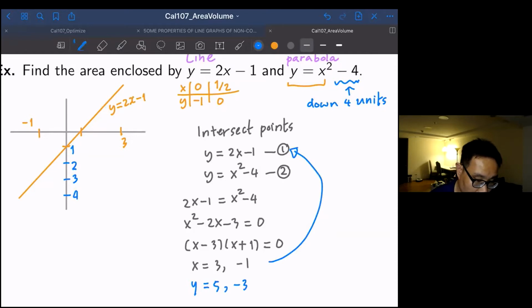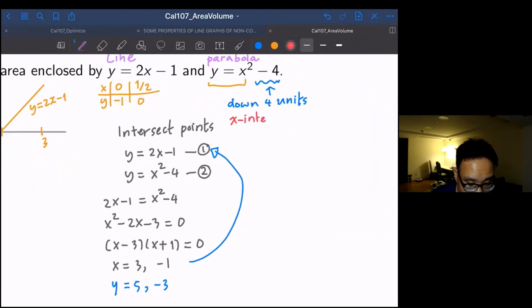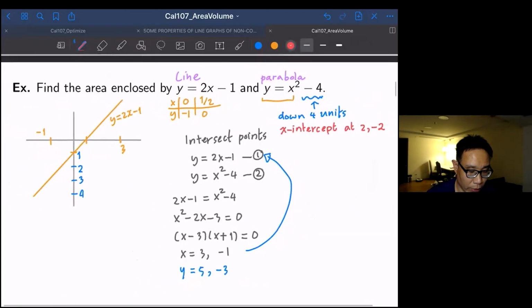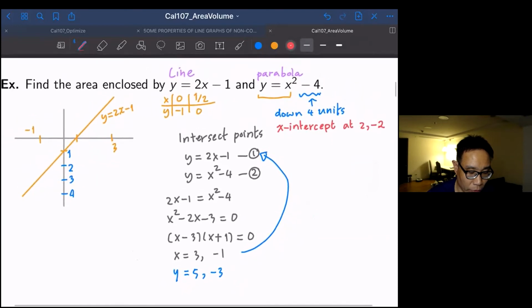However, you also know that this guy has x-intercepts at 2 and negative 2. So let me put that down also, so we're going to get a nicer graph. So you have x-intercepts at 2 and negative 2.